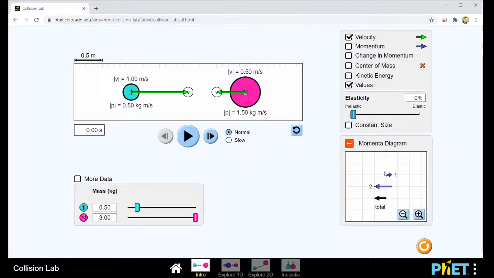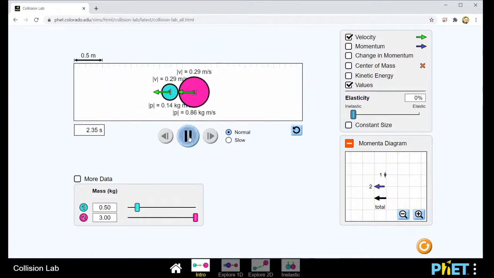So you have positive momentum, negative momentum, the total is negative 1. So when they collide, you're still seeing the momentum of 1 and 2 separately. Momentum of mass 1 is 0.14, mass 2 is 0.86, but they're basically combined now. But you see the sum, even if you look at them separately, is 1 kilogram meter per second.